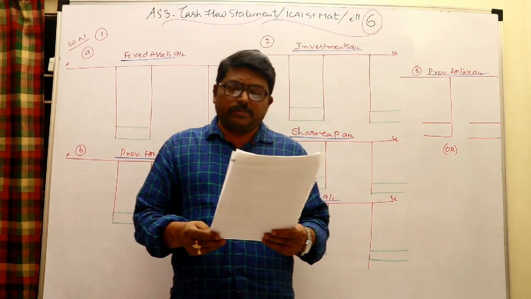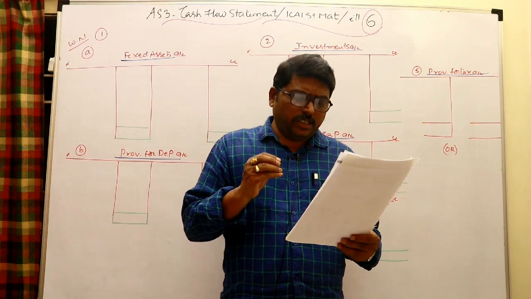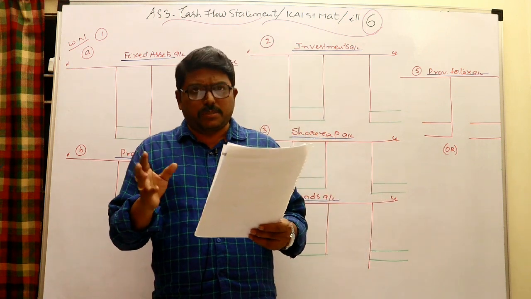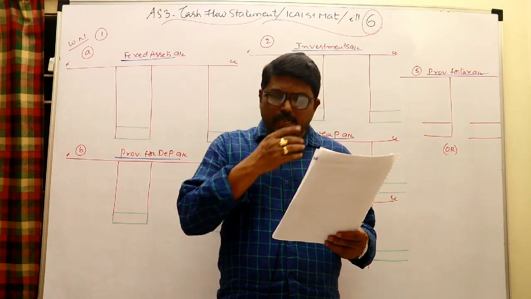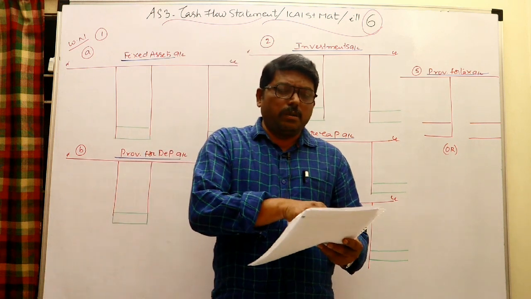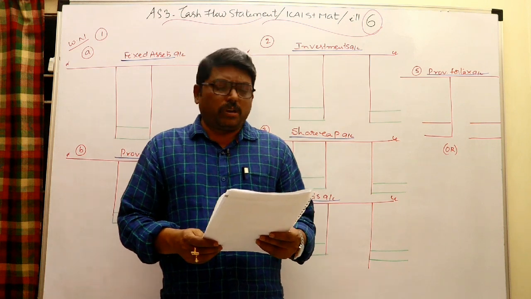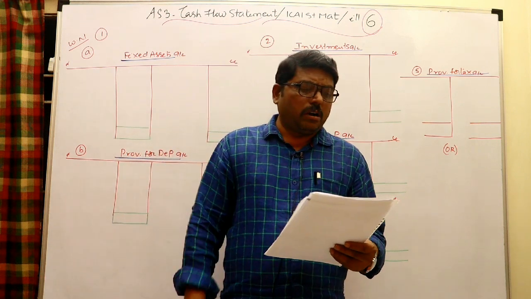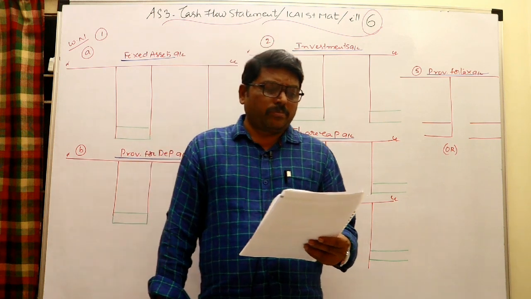The following data is provided by the accounting records of Rian Limited for the year ending 31st March 2011. The income statement is given like this: sales 6,98,000. An income statement is nothing but a P&L statement. Cost of goods sold is 5,20,000. Sales minus cost of goods sold is gross profit. Operating expenses of 1,47,000 are deducted.